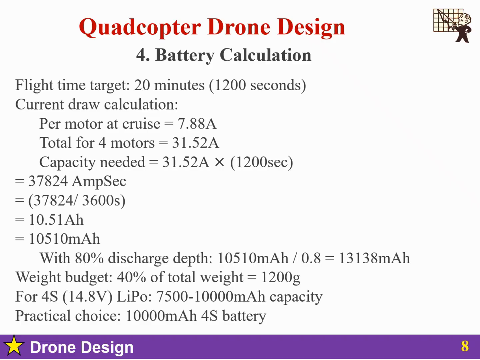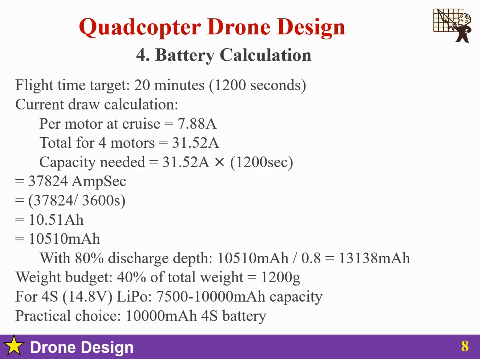is equal to 13,130 mAh. However, there is a critical decision point here. My slide shows both 6S, that is 22.2 volts for motor calculation, and 4S, that is 14.8 volts for battery selection. Let me explain this apparent discrepancy.